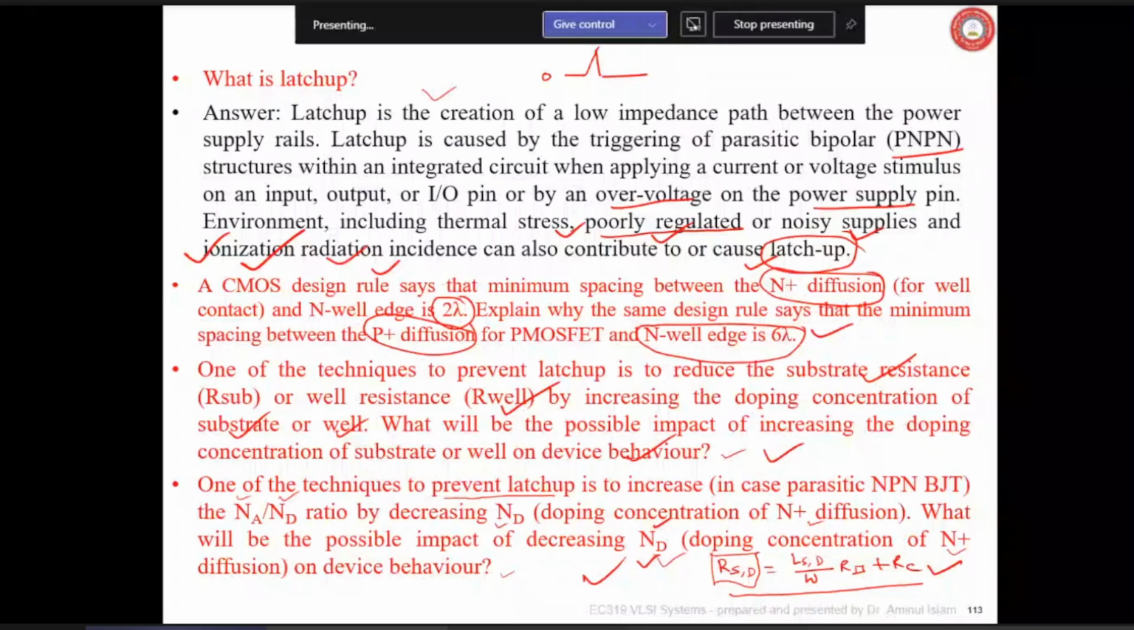But yes, if you are trying to do that, you are having some problems also. Anyway, we'll discuss further. What is latch up? We'll try to understand in a better way, how this thing is happening, so that we have to take so much precaution.